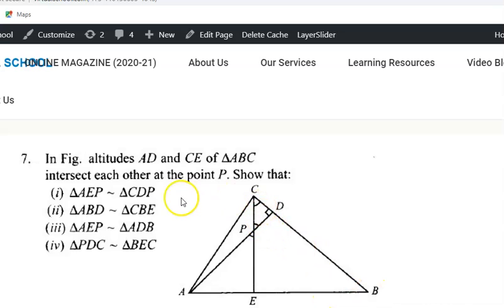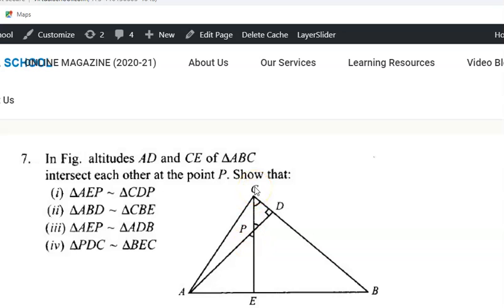ABC intersect each other at the point P. So these two altitudes are intersecting at point P. Show that triangle AEP, A, E and P, is similar to triangle CDP. One, triangle ABD. So this is the triangle ABD, is similar to CBE. So you have to show it.